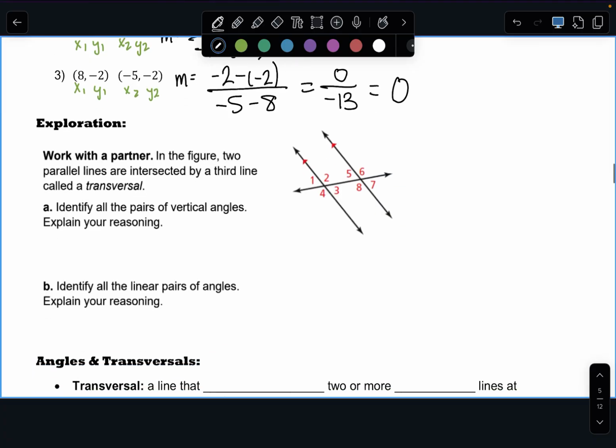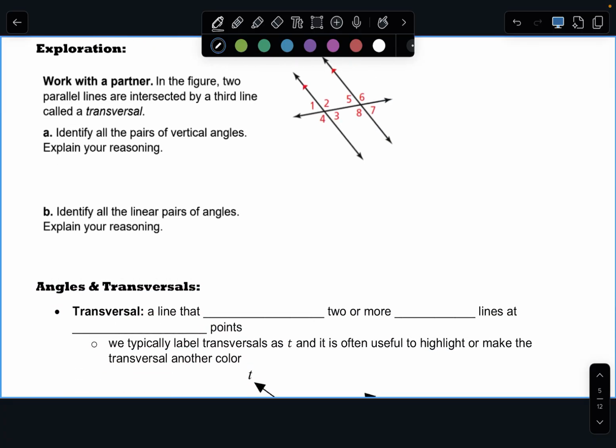So, again, we talk about slope because this whole chapter is over parallel and perpendicular lines, and they have some properties with their slope that we can look at and figure out. But today, we're actually going to talk about a bunch of different angles formed by parallel lines. We're going to talk about that poster today. That will be your best friend for the next week, okay?